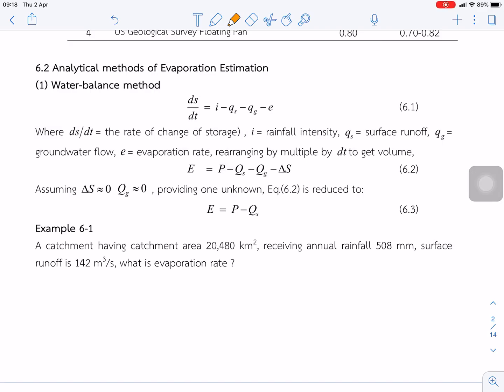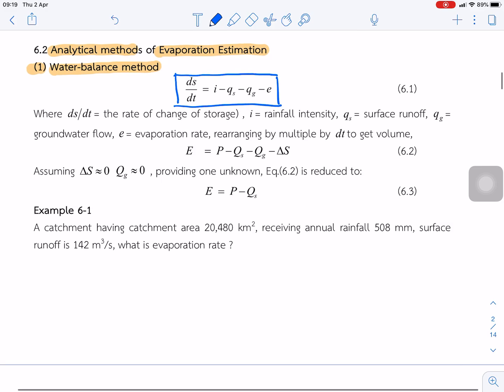The next topic, we can estimate the evaporation. We use the analytical method. Okay, the first method, we use the balance method. It is similar to the first or second lecture. We can apply this equation to find the evaporation if we have only one unknown.